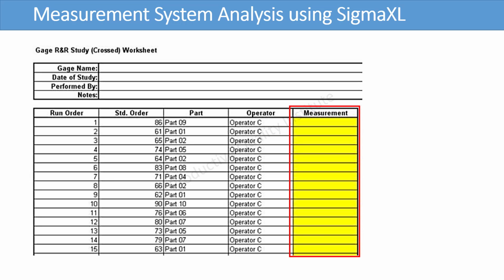Click OK. The following worksheet is produced. Your worksheet order will be different due to the randomization. The results of the Gauge R&R study are entered in the yellow highlighted measurement cells.